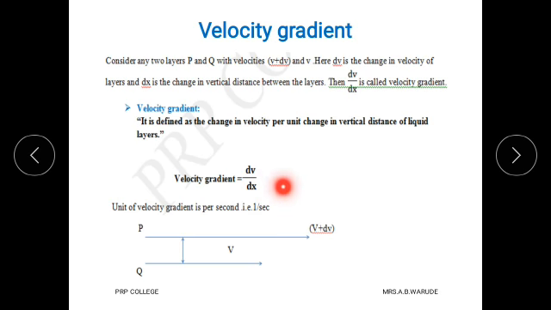Here the formula is dV upon dx, and as we know the unit of velocity is meter per second, and dx is the vertical distance between two layers, and the unit of distance is meter. Therefore, when we write the unit as meter per second upon meter, the meter gets cancelled, only 1 upon second remains, and therefore the unit of velocity gradient is per second, written as 1 upon second. And this unit is the same in all systems of units, that is CGS, MKS and SI.